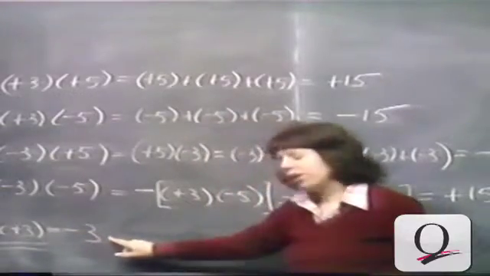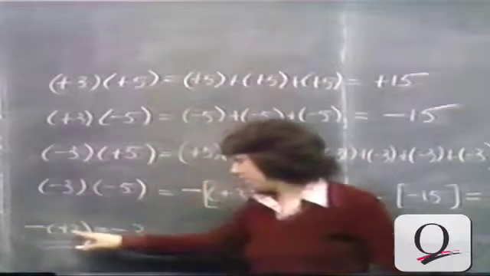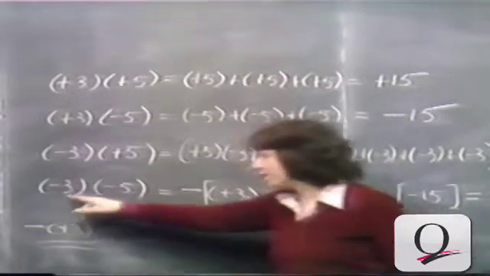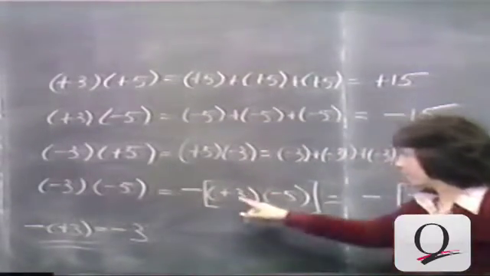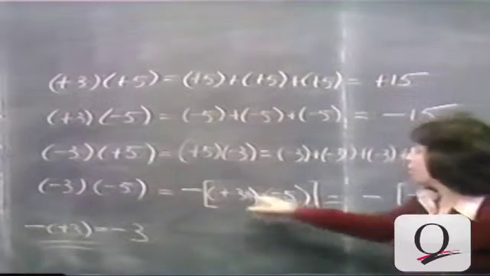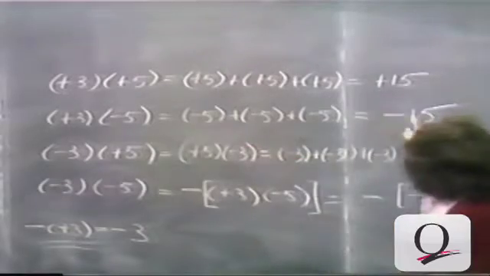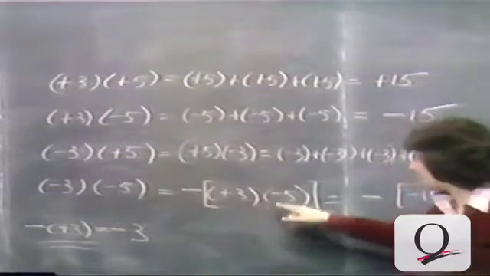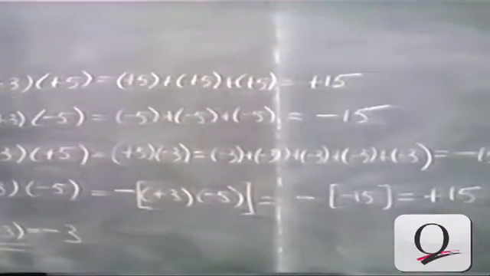Minus 3 could also be thought of as the negative of plus 3 or the opposite of plus 3. This is what I write over here. The minus 5 I leave alone, but the minus 3 I write as the negative of plus 3. Then I put brackets around the plus 3 and the minus 5. We already know how to multiply plus 3 and minus 5. That's minus 15. So it's the negative of minus 15, or the opposite of minus 15, which is plus 15.